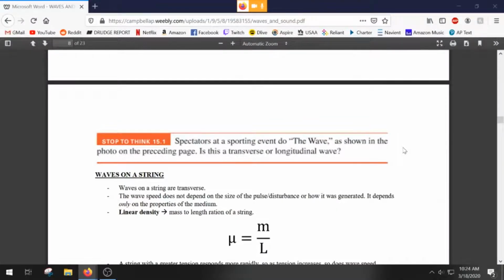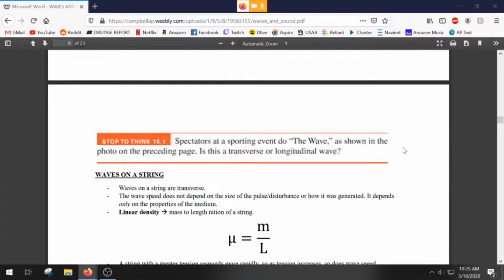Which way do the people move? Well, the people move up and down, right, as the energy flows around the stadium. So you've got yourself that perpendicular relationship between the flow of energy and the motion of the people. If it were a longitudinal wave in a stadium, well, everyone in their seats would just go back and forth, right? So it's all about the motion of the particle itself compared to the motion of the energy.